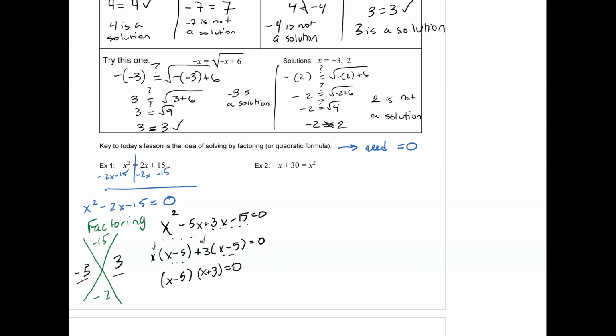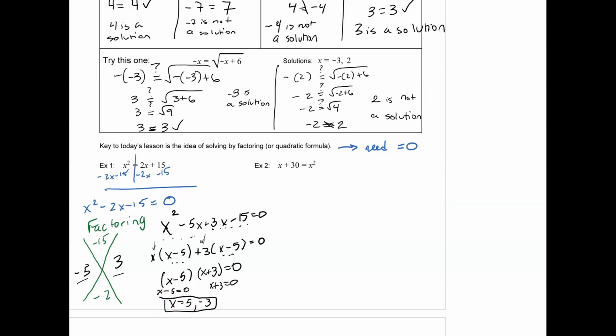And then here is the other thing. You can't forget, this is not done. We haven't solved. We're trying to find the value of x. So to solve when we're in factored form and it's equal to 0, you take each of the factors and set them equal to 0. A little bit more algebra, you see that our answers are 5 and negative 3.